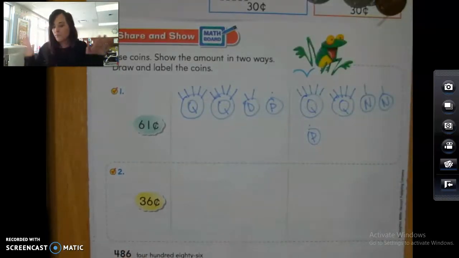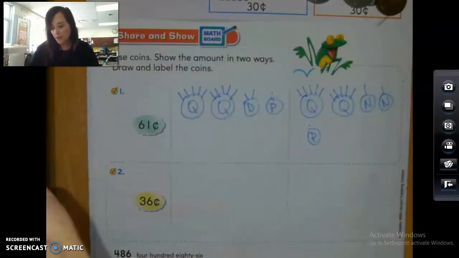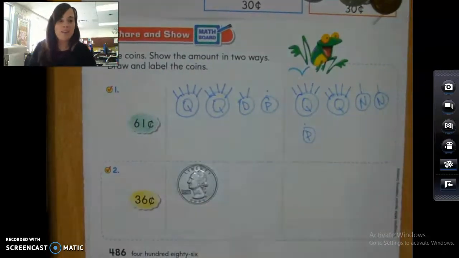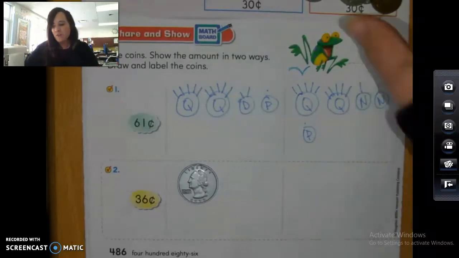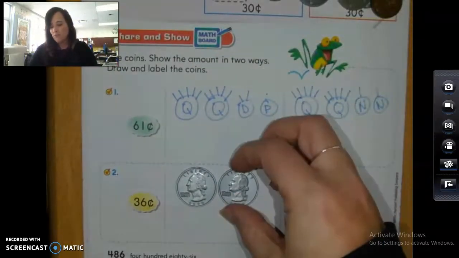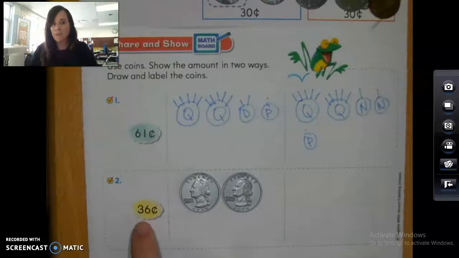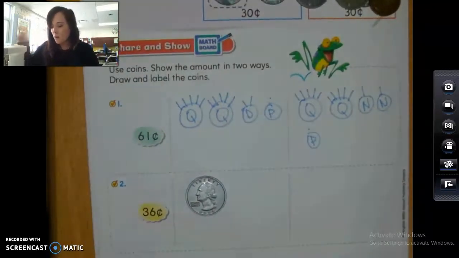All right, so again, I always want to start with the biggest coins first. So I'm going to start with a quarter. Can I put a quarter down? So here I have 25 cents, right? Okay. Can I add another quarter? Can I do that? How much is that? 50 cents. Okay, it has to be 36 cents. So we've gone a little bit too much, right? So I'm going to take that quarter back.